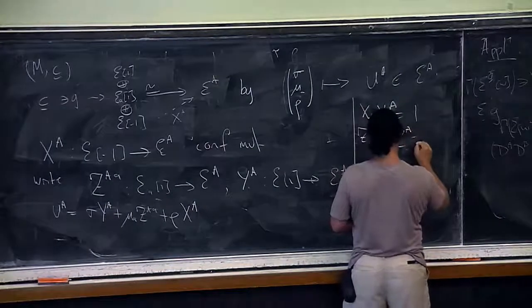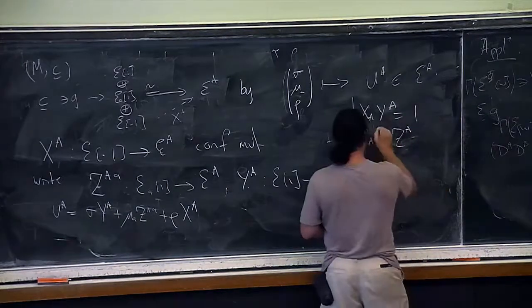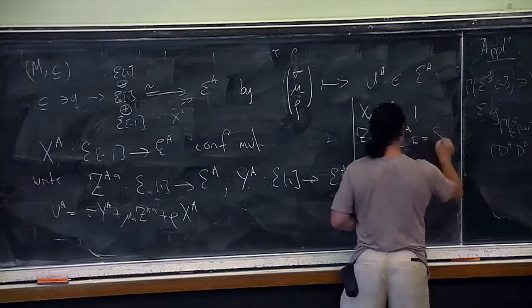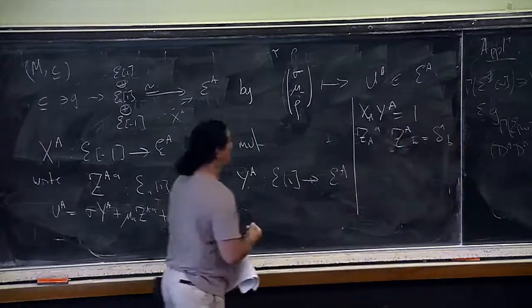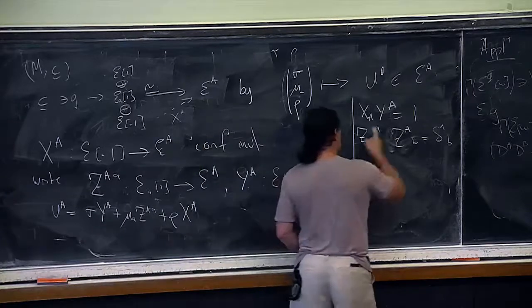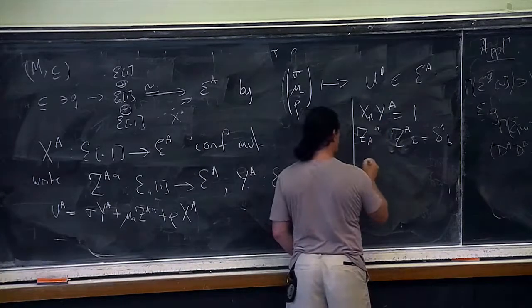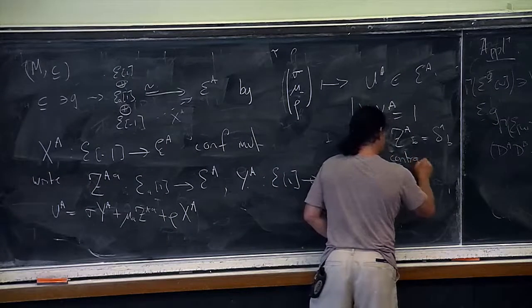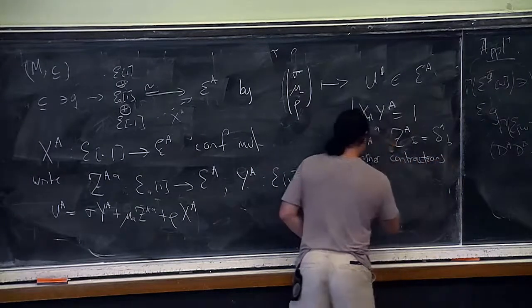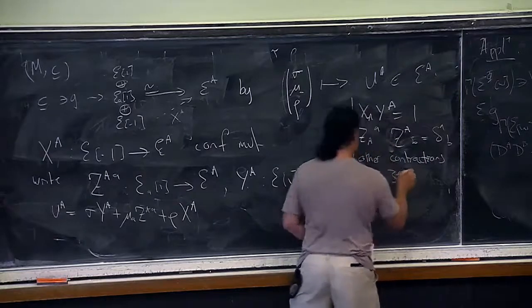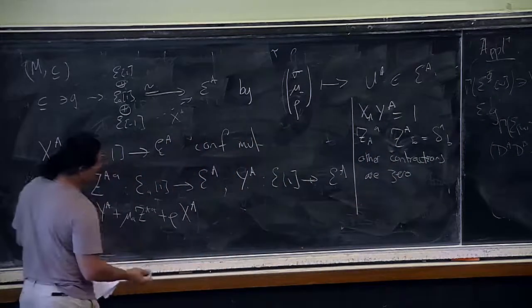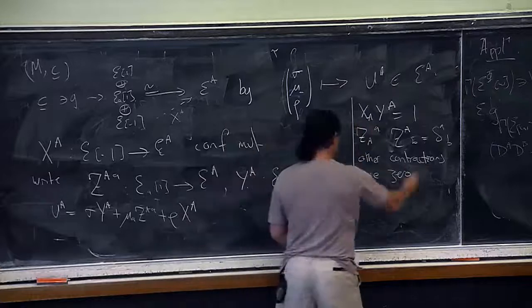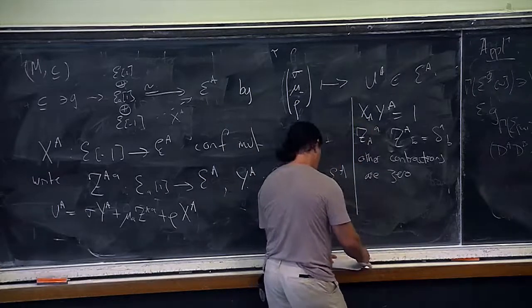ZA, I wanted an AB. This is the Kronecker delta, AB, on the tensors. And all other dot products of these X, Y, Z's are 0. So other contractions are 0. Okay, so in this sort of adapted frame, this captures the information about the metric.